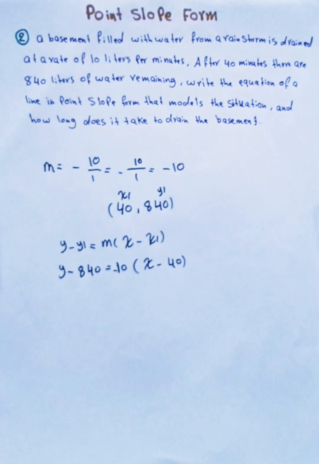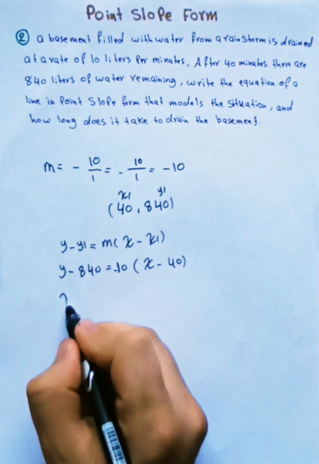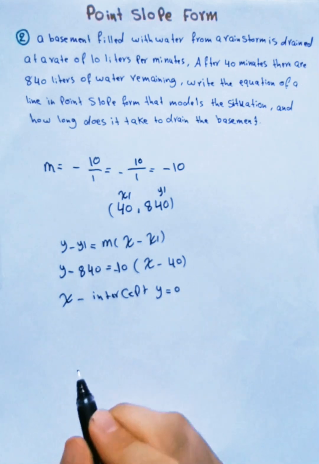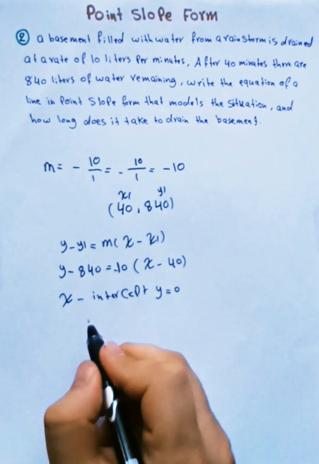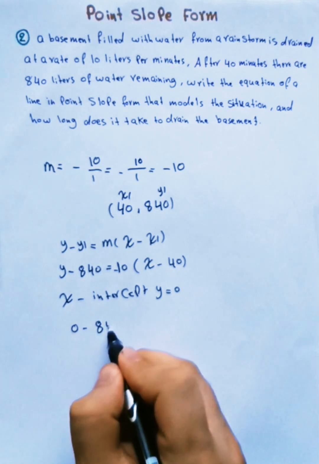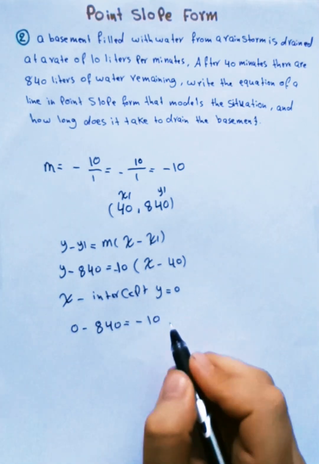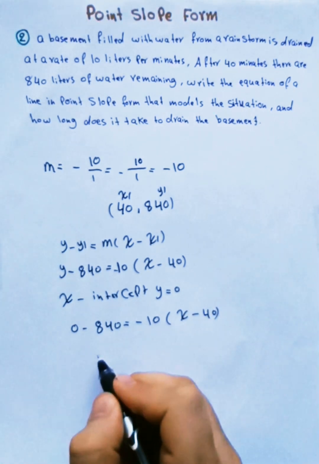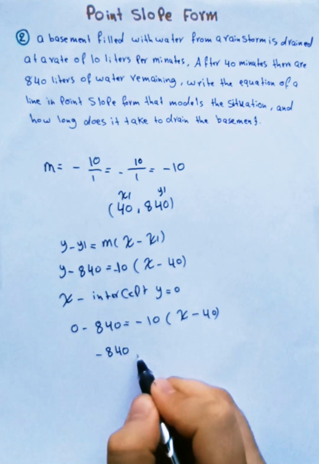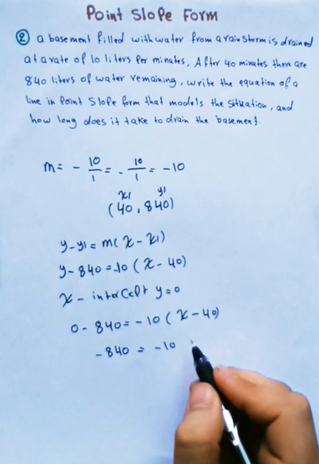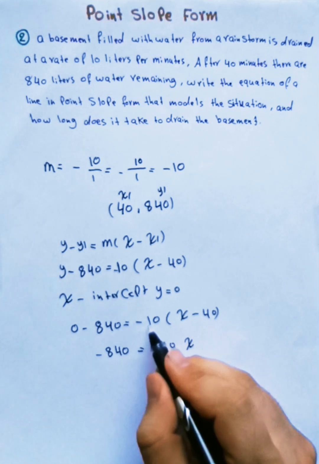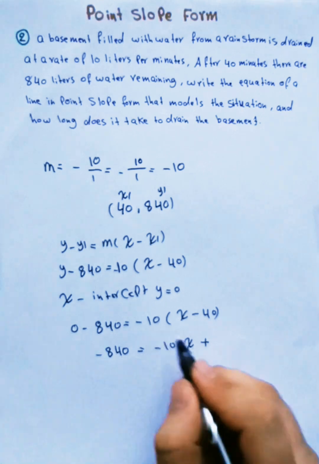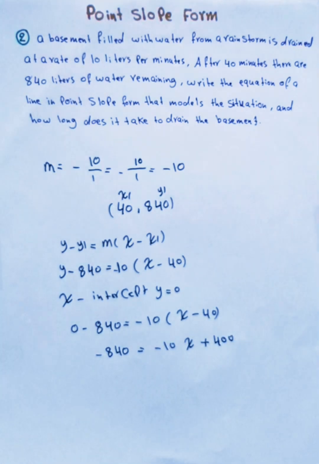So we have to find the x-intercept. So x-intercept, y equal to 0. So 0 minus 840 equal to negative 10 times x minus 40. So negative 840 equal to negative 10 times x, which is negative 10x, and negative times negative is positive, 10 times 40 equal to 400.